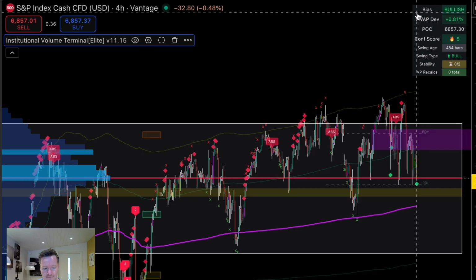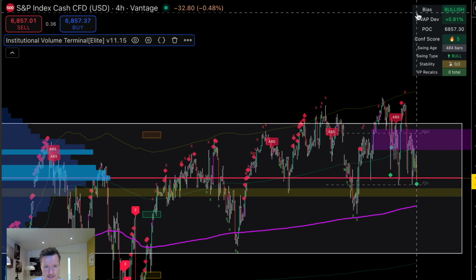On our volume profile, we can see massive accumulation in the blue zone around 6,800 to 6,850. This is where institutions built their positions during the recent dip. And our POC at 6,857 is basically saying this is the price level where the most volume traded during our swing period. Think of this as the fair value zone.